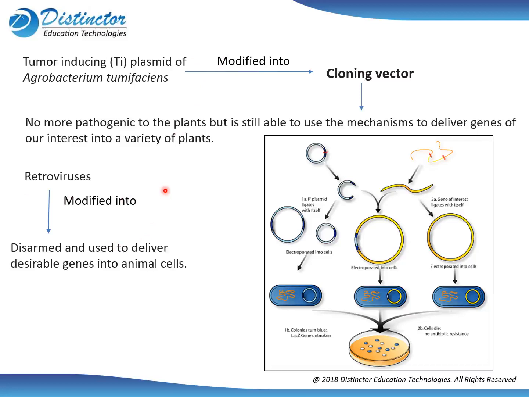Now, once they become a cloning vector. Before they become a cloning vector, they have two properties: one is a delivering property and the other is an infecting property. So we are going to change that infecting property and use only the delivering property to deliver the gene of interest to plants and animals.